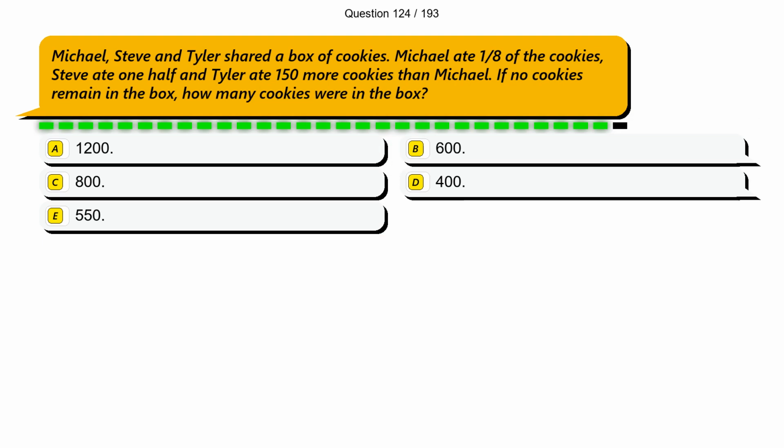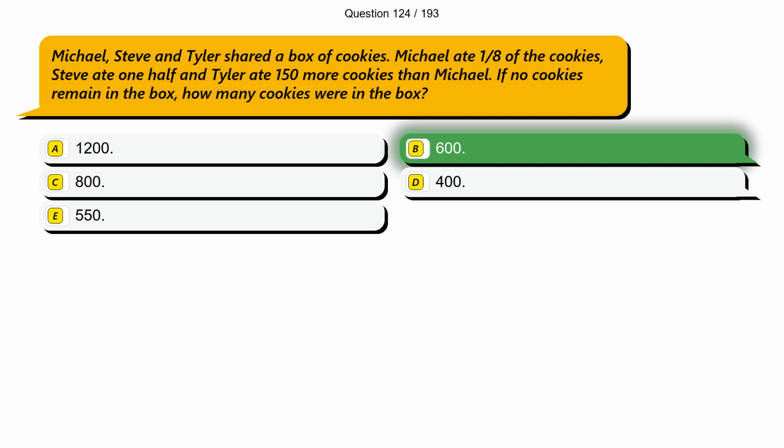Question 124. Michael, Steve and Tyler shared a box of cookies. Michael ate 1/8 of the cookies, Steve ate 1/2 and Tyler ate 150 more cookies than Michael. If no cookies remain in the box, how many cookies were in the box? Option A 1,200, option B 600, option C 800, option D 400, option E 550.